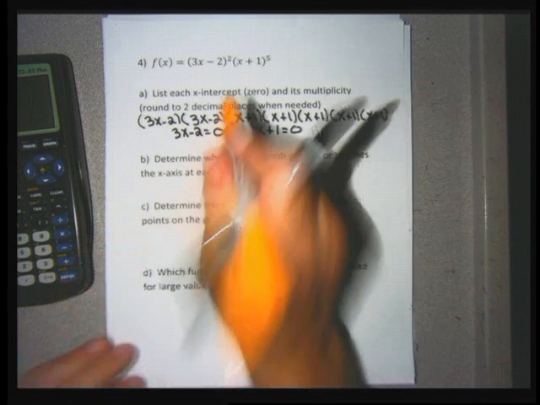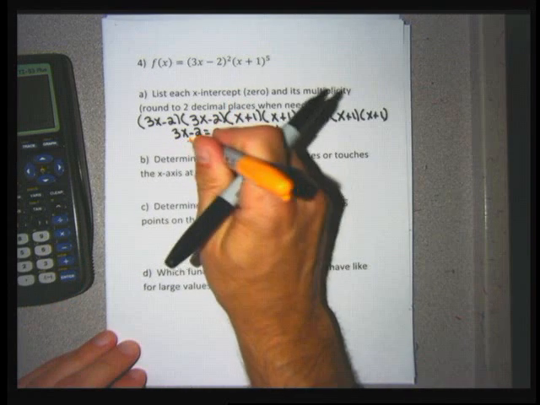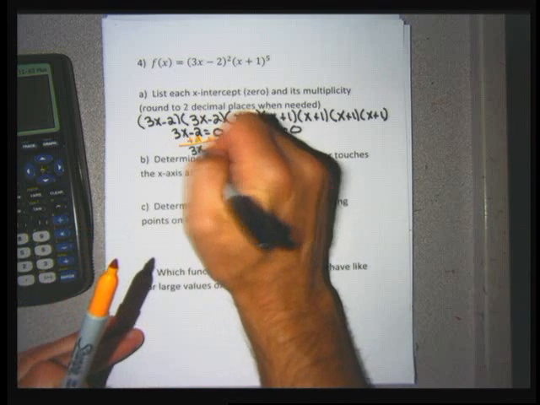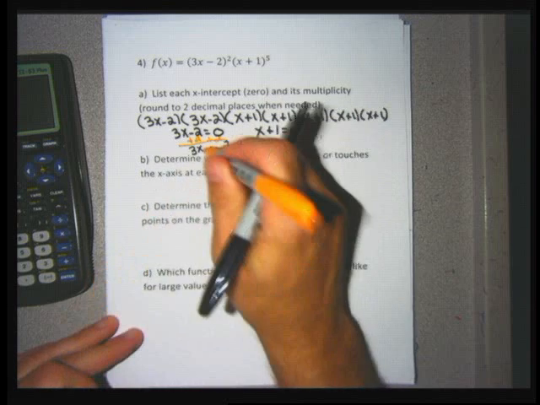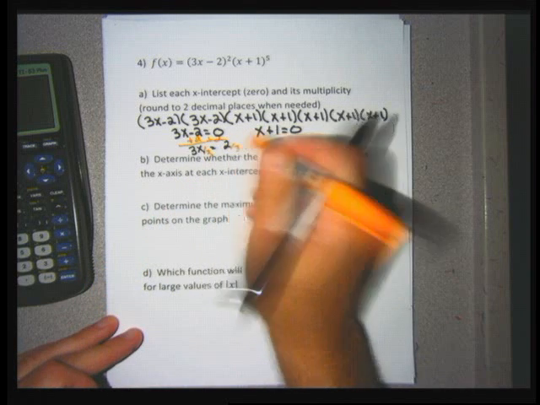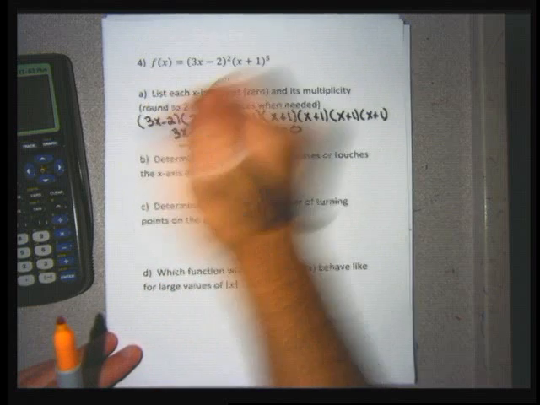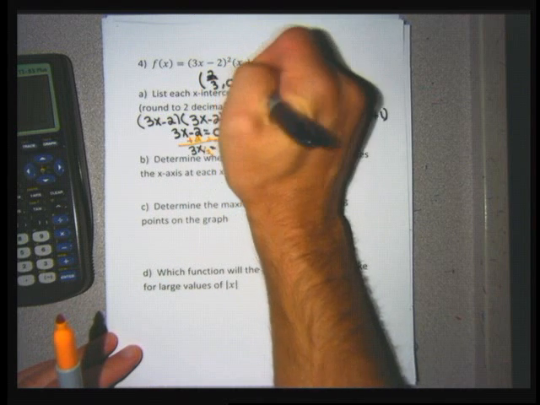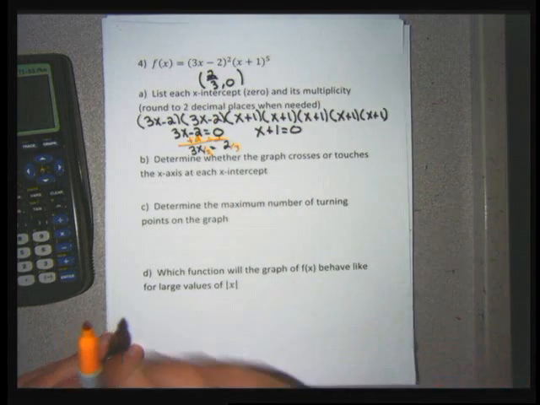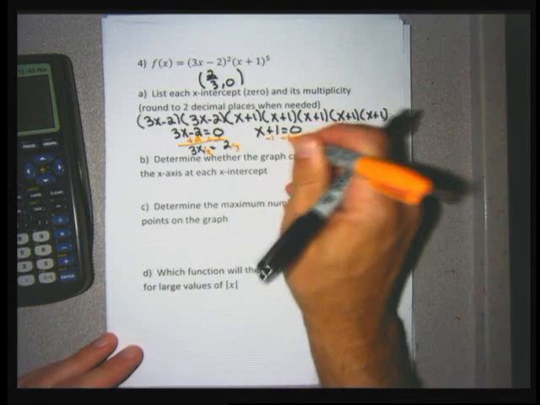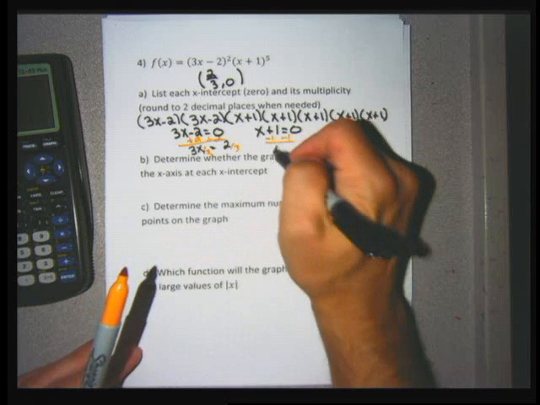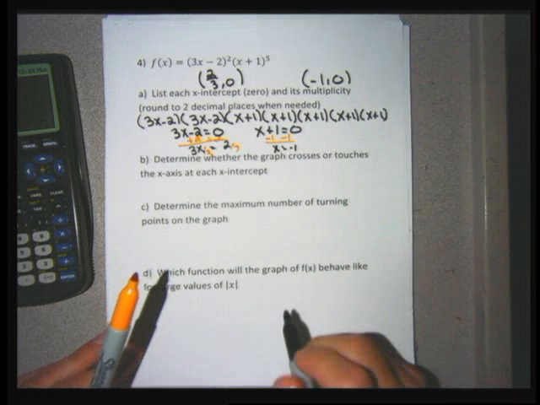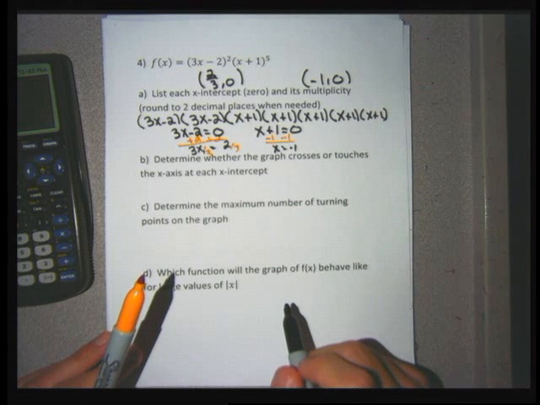If I set the 3x minus 2 equal to 0, it's going to take me 2 steps. I'm going to add 2 and get 3x equal to 2. And then I'm going to divide by 3 and get x equal to 2/3. And that's going to give me an x-intercept at 2/3 comma 0. The x plus 1, I'm going to minus 1 from both sides and get an x-intercept at negative 1, which is at negative 1, 0. So the x-intercepts are 2/3, 0 and negative 1, 0.